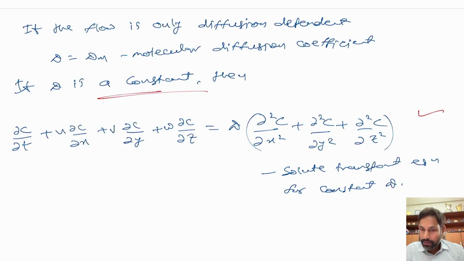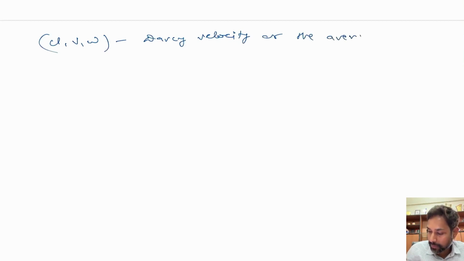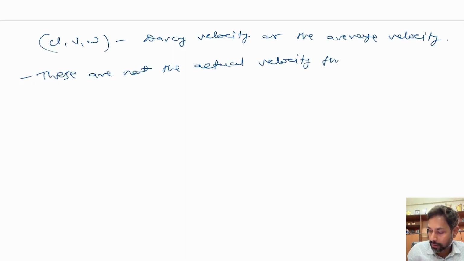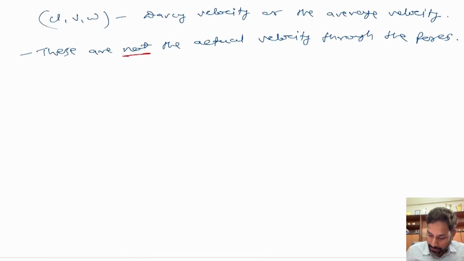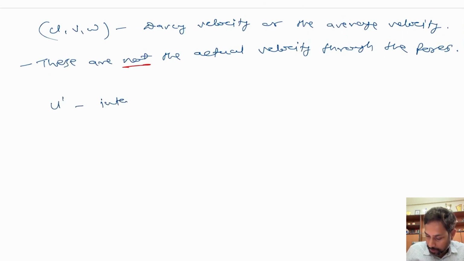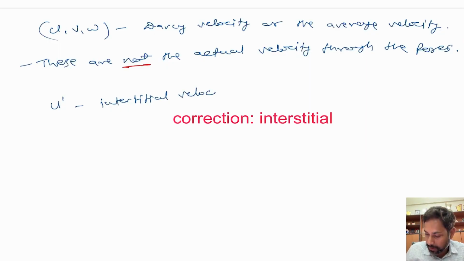Okay, so now just one more thing that we have to understand is that the u, v, w we have defined are the Darcy velocity or the average velocity. These are not the actual velocity through the pores. Okay, so these are not the actual velocity. So actual velocity is generally defined as u prime, let's say that is the interstitial velocity as it is called, and that is given as u over phi.